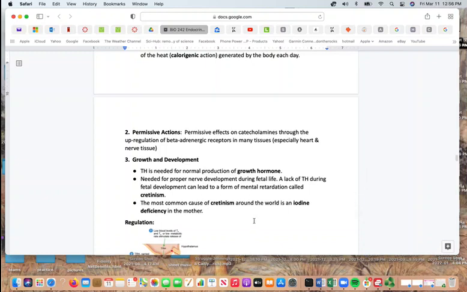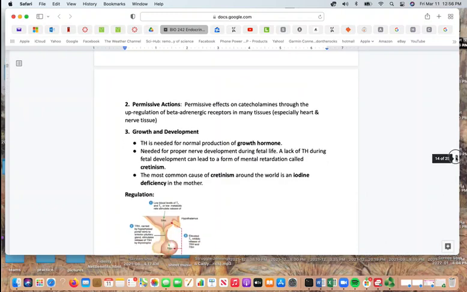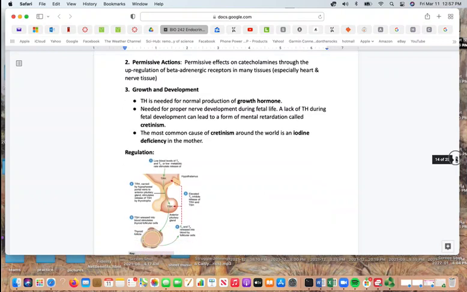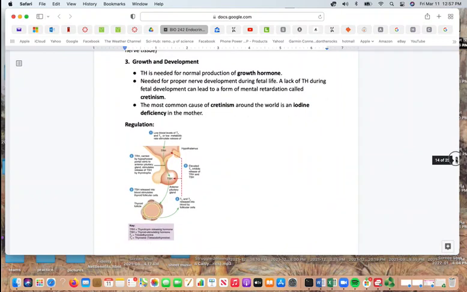So the permissive effects on the catecholamines, they will cause upregulation of the beta-adrenergic receptors in a lot of the tissues like the heart and nerves. It's important for growth and development, so you need it to produce growth hormone for proper nerve development. It can affect mental development during fetal life and lead to cretinism. So the most common form of cretinism around the world is actually iodine deficiency. That's pretty rare in the United States, but it does happen in other countries.